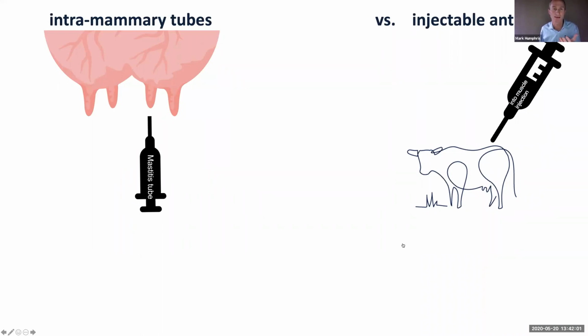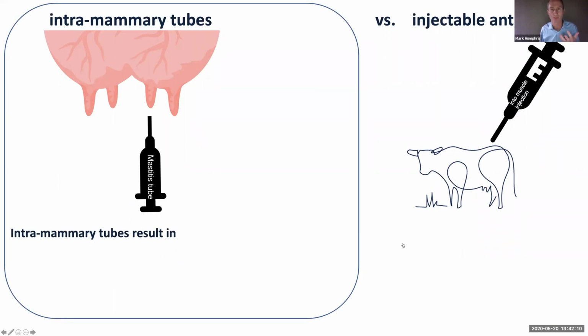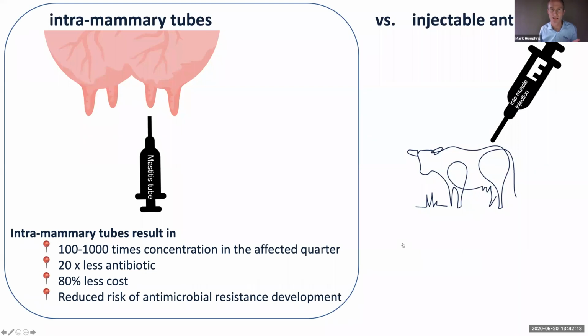So we know that in certain areas, in certain farms, there are a lot of injectable antibiotics used. But we know that intramammary tubes result in 100 to 1,000 times the concentration in the affected quarter when compared with injectable antibiotics. We know that we're using 20 times less antibiotic. We know that these products are on average 80% cheaper than the injectable products. And what's more, we have the ability to actually use an antibiotic in a localized gland and not expose the rest of the body to antibiotic.